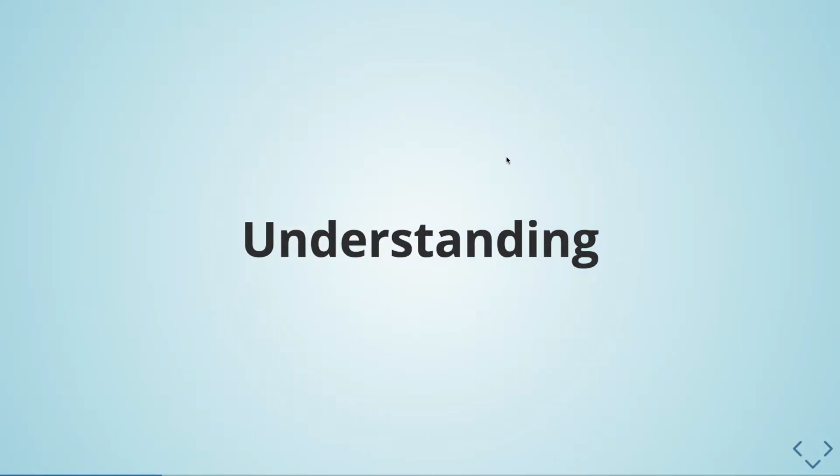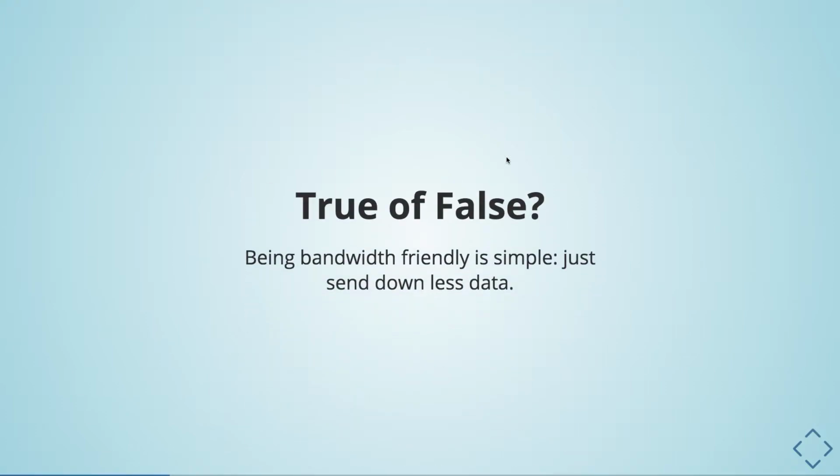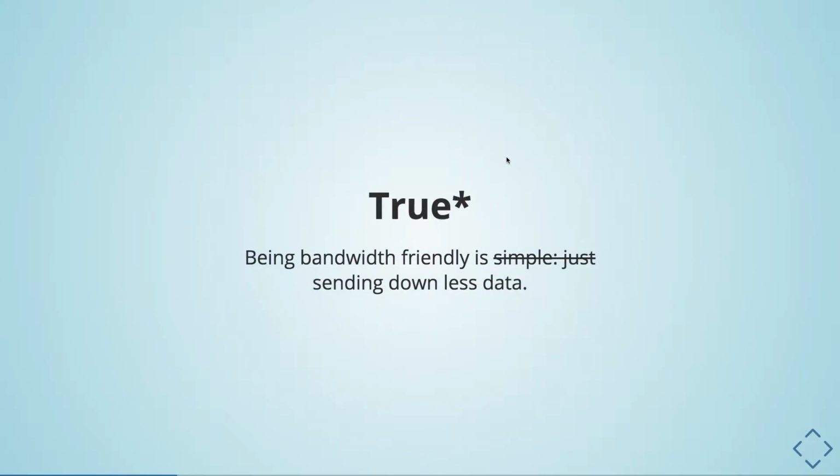All right, so let's talk about understanding, right? I have a pop quiz for you. True or false? Being bandwidth friendly is simple. Just send down less data. Raise your hand if you think that's true. Thank you. False. You get literally one person raising their hand entirely. All right. It's kind of true. I mean, it's not simple. I think that's the gist, right? So there's a number of things that actually make this more complex.